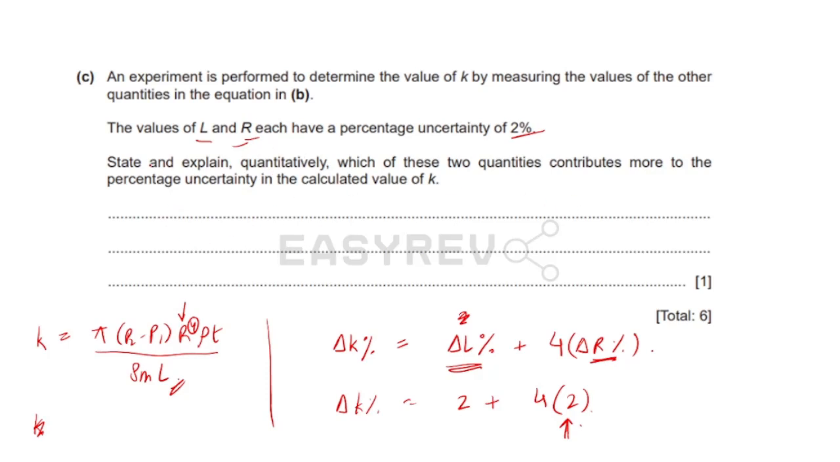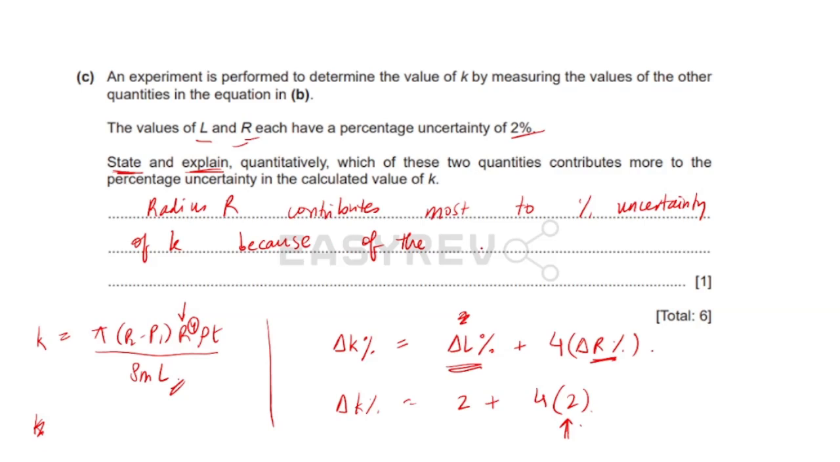So you'll first state that and then explain why that's happening. To state it, you'll write that the radius R contributes most to the percentage uncertainty of K. That's your stating part. And then to explain it, you'll say it's because of the coefficient 4 with the percentage uncertainty of R.